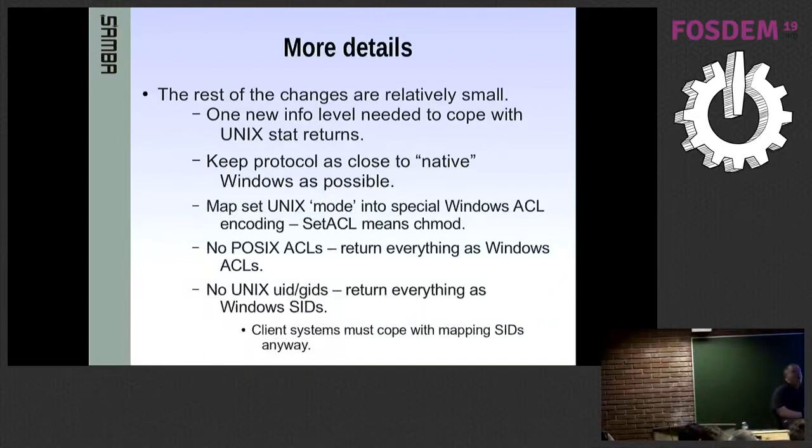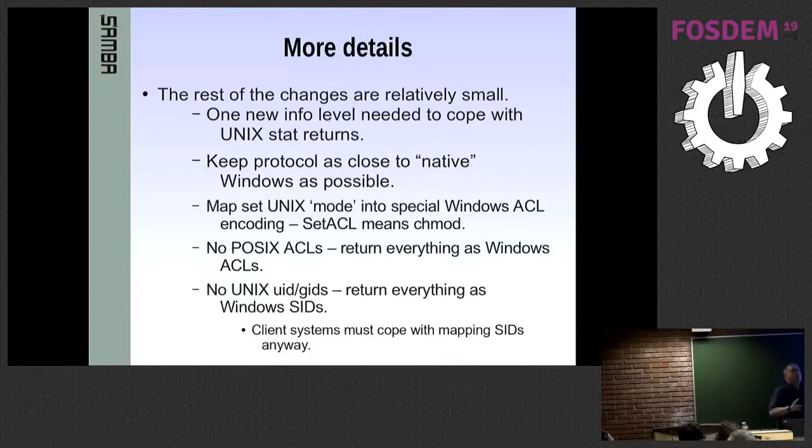Other thing you don't get, no UIDs and GIDs. Everything comes back as Windows SIDs. Why is this? This actually was a big argument. We ran around for many months over this, and the reason for it ultimately is any SMB client has to cope with mapping Windows SID security IDs into Unix numbers, UIDs and GIDs, basically. The client already has to do this work, so I'm not going to make the server do it.